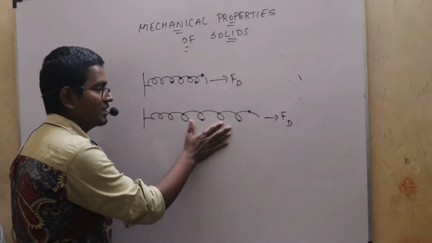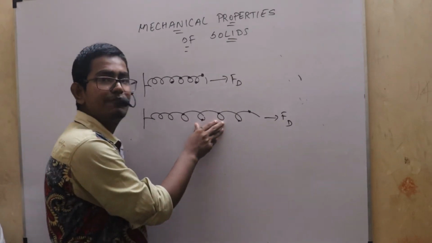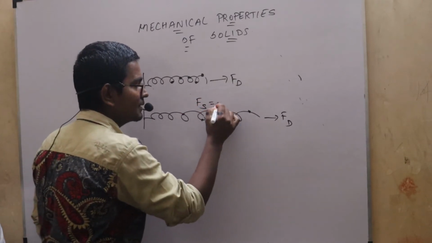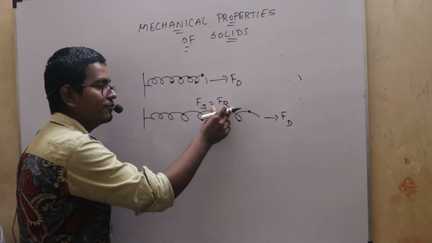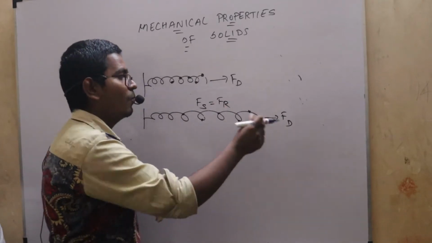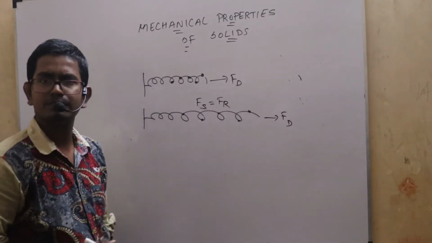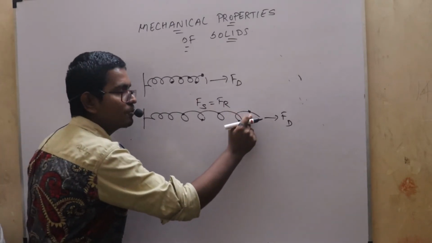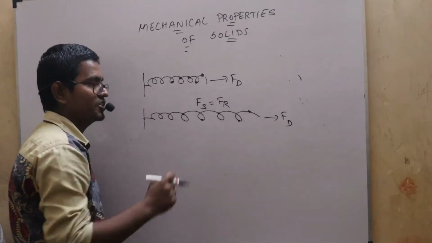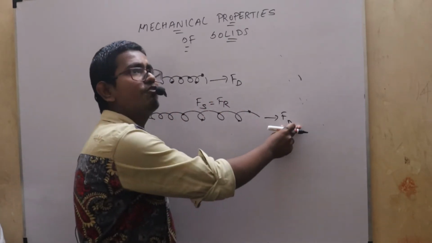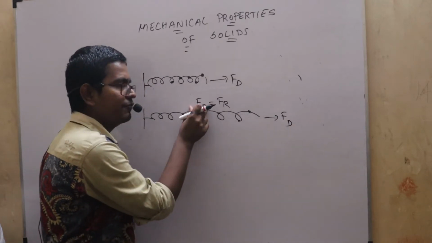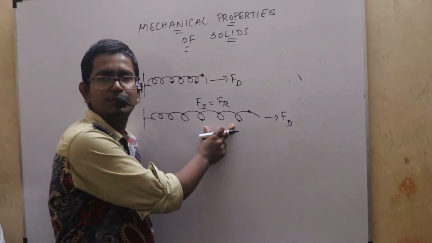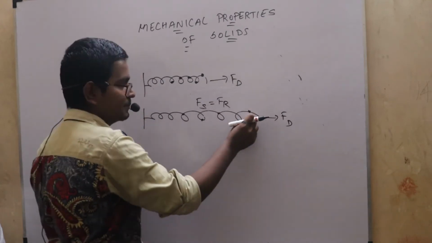So the restoring force is now acting in the spring, which is known as the spring force. You can see here, the spring force is nothing but the restoring force. So the restoring force is generated in the spring once I apply the deforming force. Now the molecules are trying to come back to their original position. But you can see here is the deforming force and here is the spring force. As I apply the deforming force, you can see the change in the size of the spring. That means the molecule position has been changed.